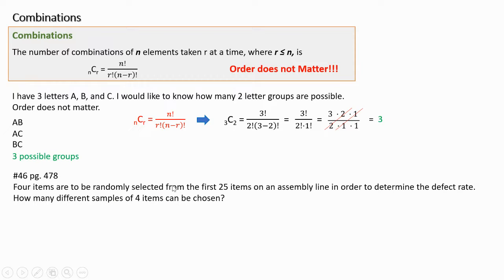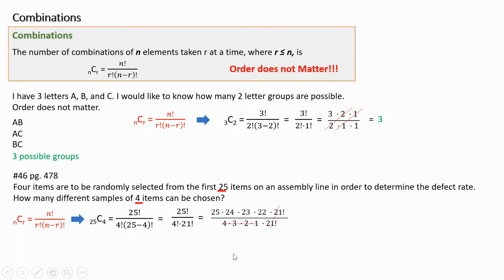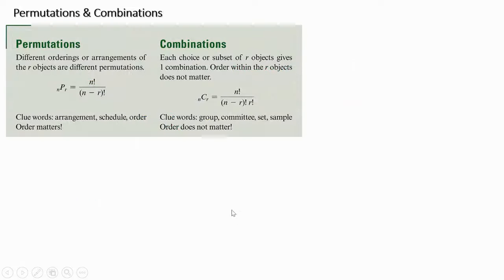Now, let's do number 46 on page 478. It says here, 4 items are to be randomly selected from the first 25 items on an assembly line in order to determine the defect rate. How many different samples of 4 items can be chosen? So what's the answer? 25 combination 4. And this is my result. Because 4 times 3 times 2 is 24, that's 12 times 2. So there's a 2. Let me go back here.